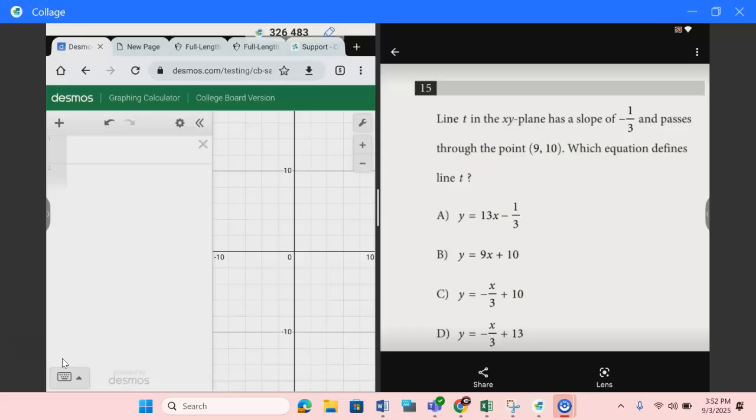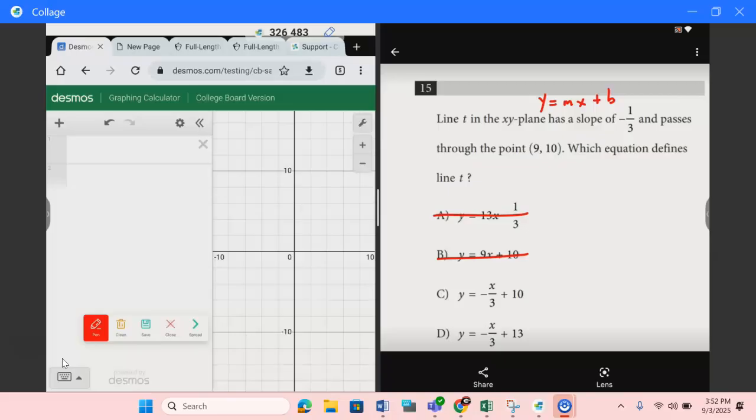All right, so very quickly, we can eliminate two answer choices because it says the slope is -1/3. So this slope is 1/3, this slope is 9. Do not take the SAT unless you are well rehearsed in slope-intercept form. We need to be well rehearsed in that. Okay, so now the question is, is it C or is it D?